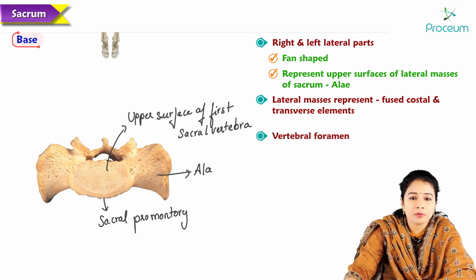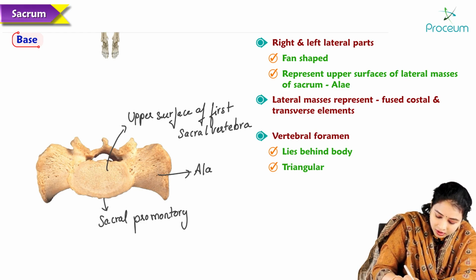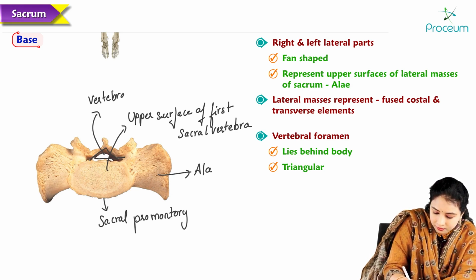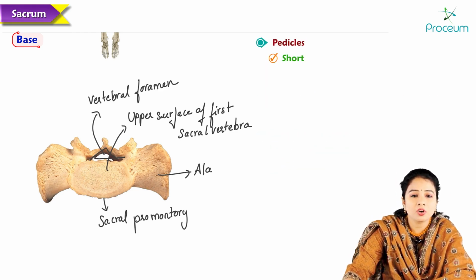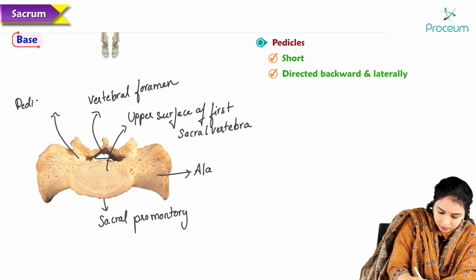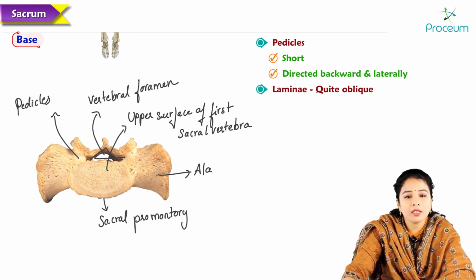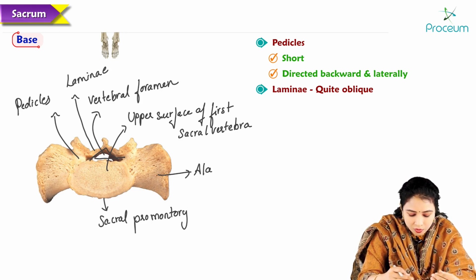Next, regarding the vertebral foramen, which lies behind the body of the sacrum and it is triangular. So if you see, this opening is triangular, which is the vertebral foramen. It is triangular in cross section and pedicles are short and directed backwards and laterally. Laminae are quite oblique. So we can see the laminae join to form a centered projection, which is the spinous process.